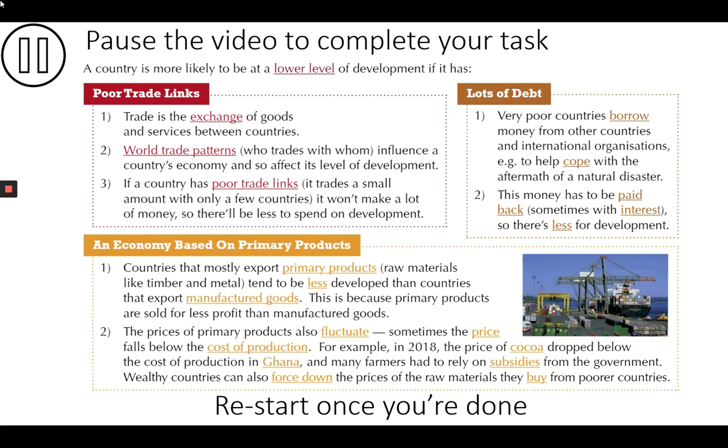Okay, in my opinion, this is slightly easier to make your notes for the main economic causes of uneven development. It's an extract from the green CGP revision guides that we use in the classroom. As you can see, it's split into 3 subheadings: poor trade links, lots of debt, and an economy based on primary products. Choose your own format to make notes, but avoid the temptation to copy word for word, as this doesn't promote active learning. Pause the video and restart when you're ready to tackle some questions.